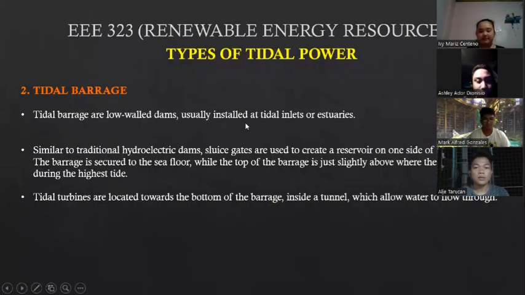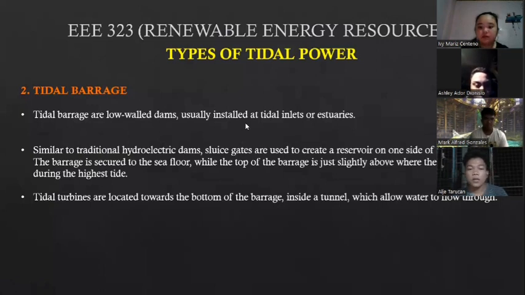The next is the types of tidal power. The tidal barrage. Tidal barrages are low-walled dams usually installed at tidal inlets or estuaries. Similarly to traditional hydroelectric dams, sluice gates are used to create a reservoir on the side of the barrage. The barrage is secured to the seafloor while the top of the barrage is just slightly above where the water level hits during the highest tide. Tidal turbines are located towards the bottom of the barrage inside the tunnel, which allows the water to flow through.